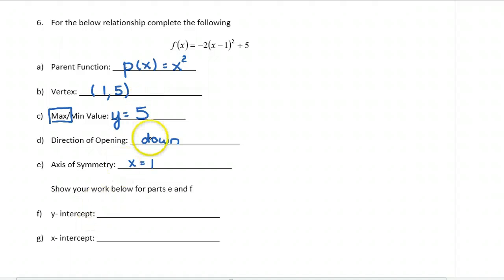And now we find our y-intercept. Let's do that just up here. To find the y-intercept, we set x equal to 0 and solve for y. So we have y is equal to, let's use proper function notation, f at 0.